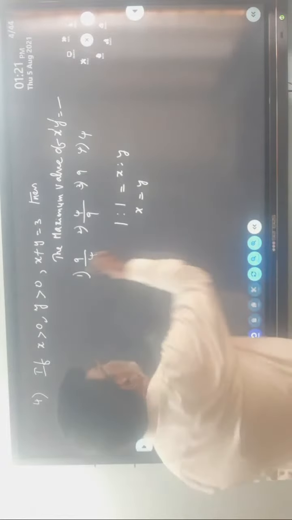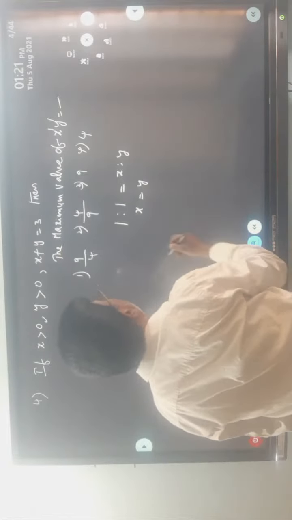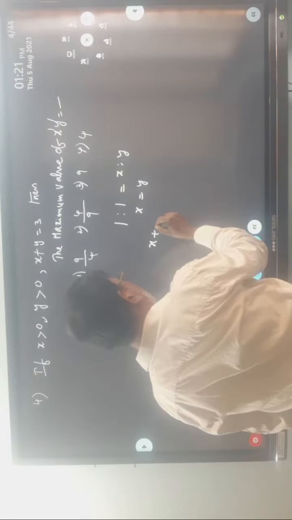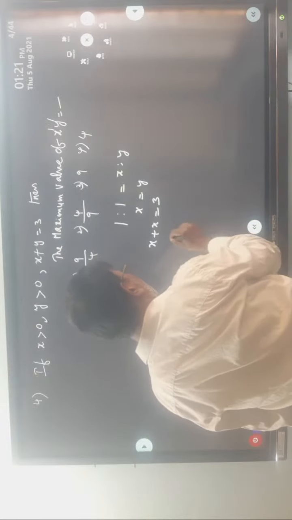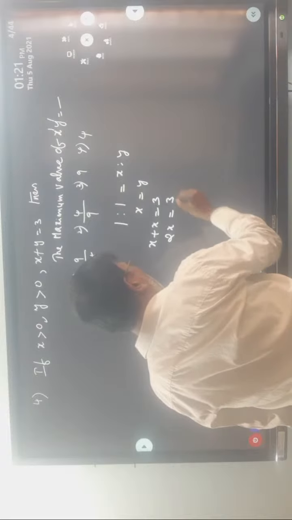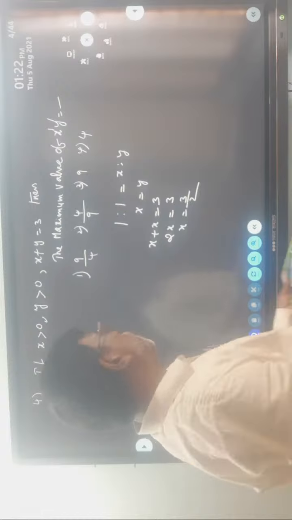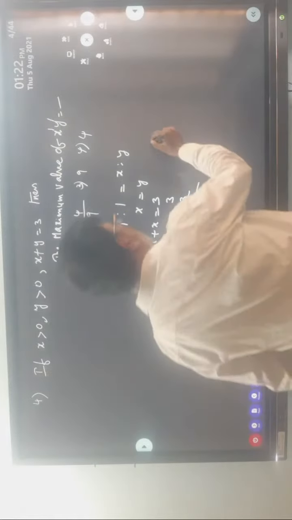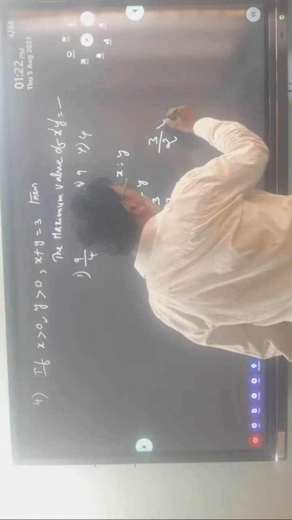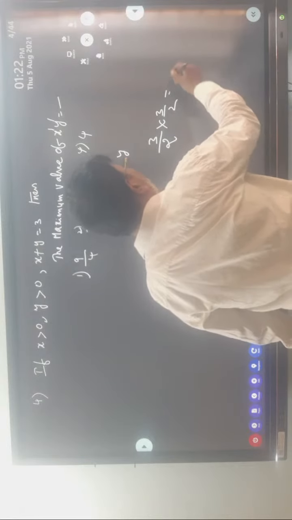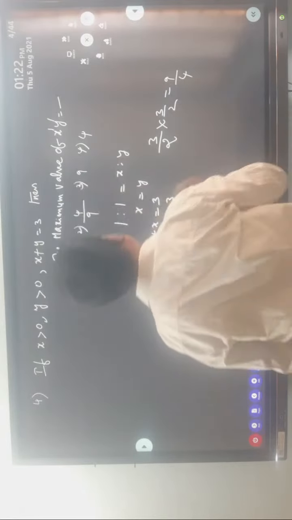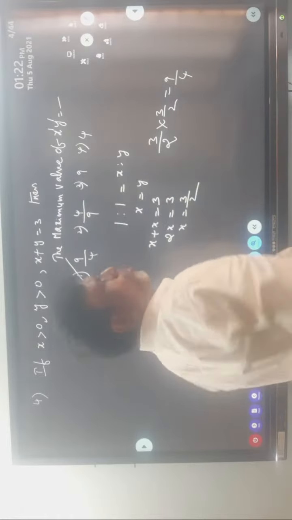So x equal to y, substitute there. So what is x comma y? That is x plus x gives 3, so 2x equal to 3. x is nothing but 3 by 2. So xy is 3 by 2 into 3 by 2, which we will take as 9 by 4. Which one is the correct option? The first is the correct answer.